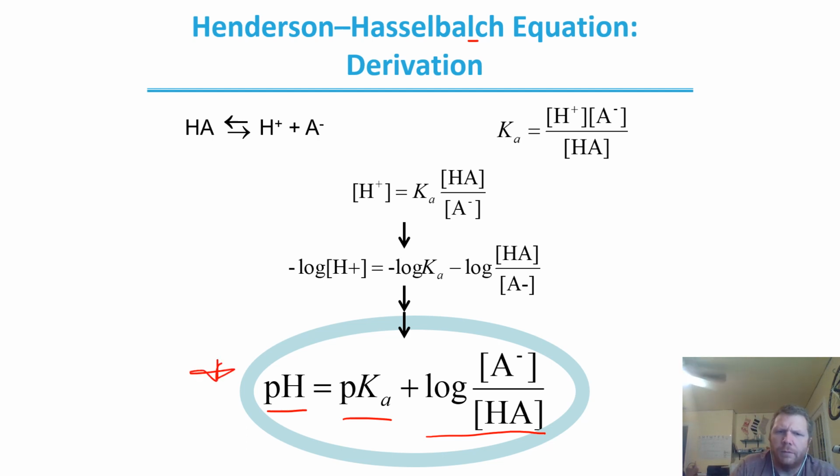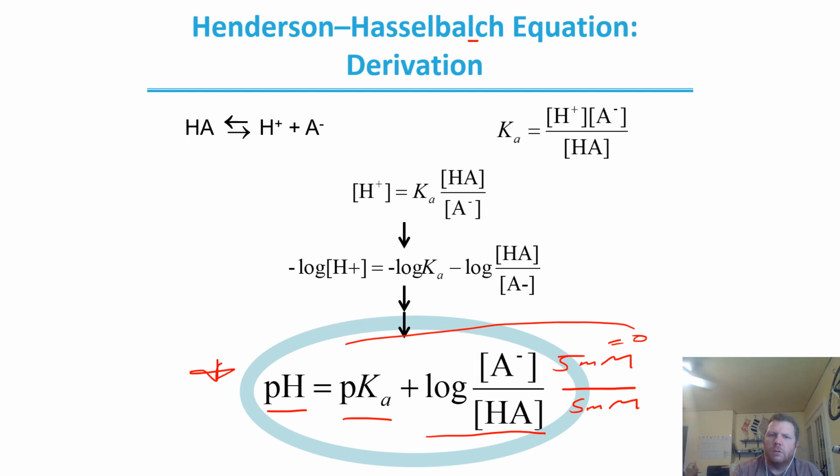When we have an equal concentration, let's say 5 millimolar of the deprotonated form of something compared to 5 millimolar of the protonated form, they're equal. So the log of 5 over 5 is the same as the log of 1. Log of 1 is equal to 0. So that gives you pH is equal to pKa.